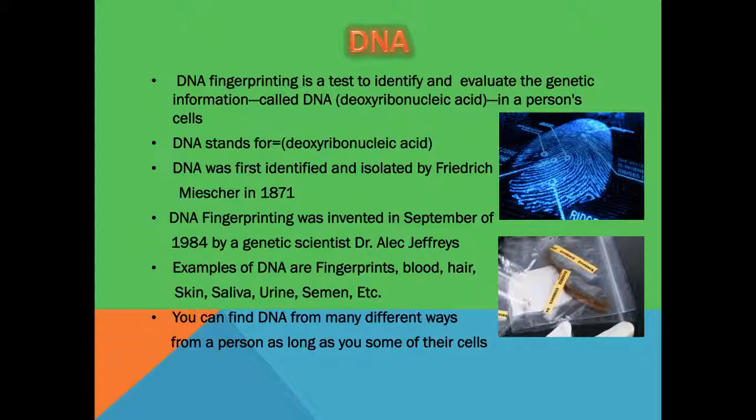DNA fingerprinting was invented in September of 1984 by genetic scientist Dr. Alec Jeffreys. Examples of DNA fingerprints: blood, hair, skin, saliva, urine, semen, etc. You can find DNA from many different sources from a person as long as you have some of their cells.